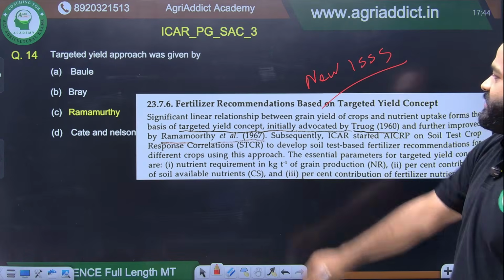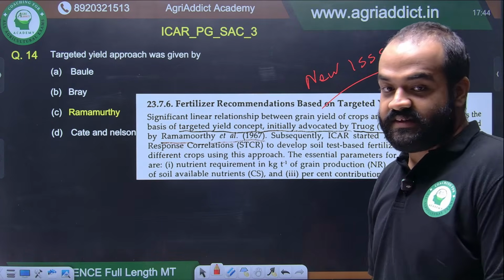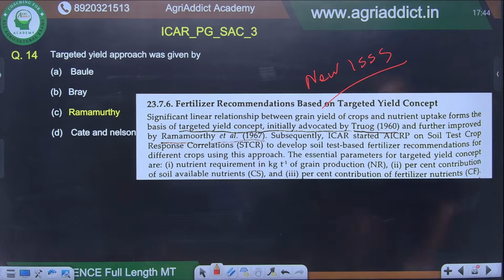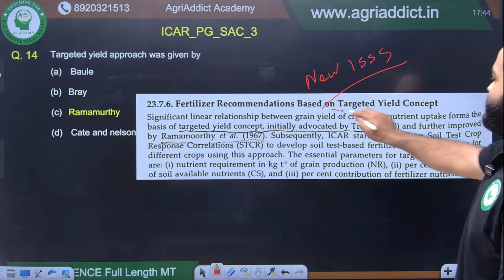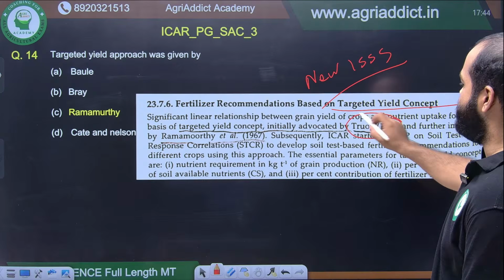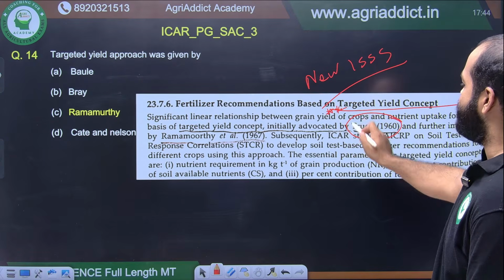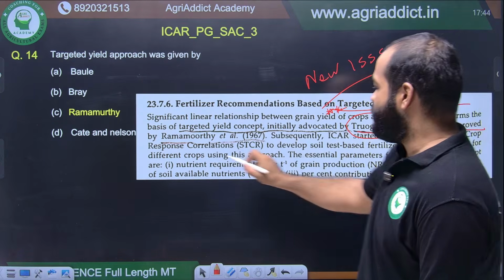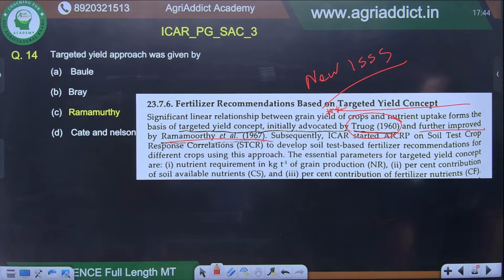New ISSS का जो fertility evaluation है, written by Dr. B.S. Dwivedi, that chapter is very good. I would suggest all of you to read that. Fertilizer recommendation based on targeted yield concept, initially advocated by Truog. ये भी important है, इसको भी याद रखना. It was initially advocated by Truog and further improved by Ramamurthy et al. in 1967. All right, moving on.